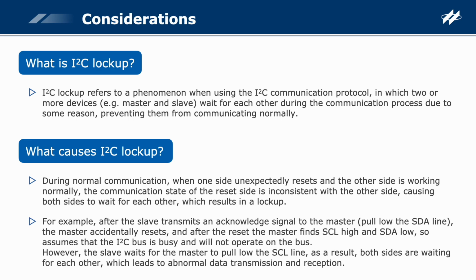For example, after the slave transmits an acknowledged signal to the master by pulling low the SDA line, the master accidentally resets, and after the reset the master finds SCL high and SDA low, so assumes that the I²C bus is busy and will not operate on the bus. However, the slave waits for the master to pull low the SCL line. As a result, both sides are waiting for each other, which leads to abnormal data transmission and reception.